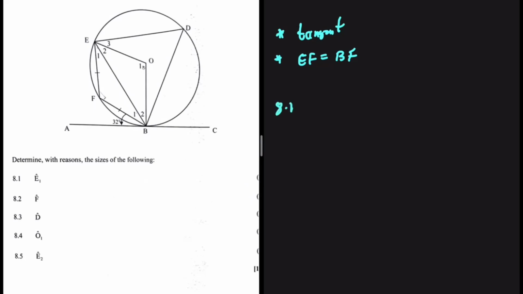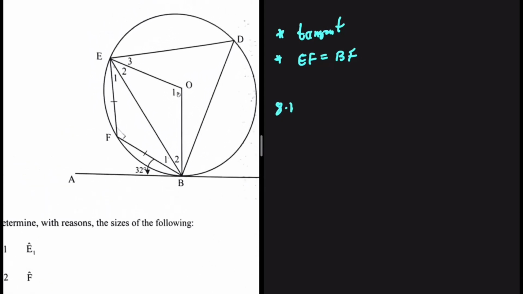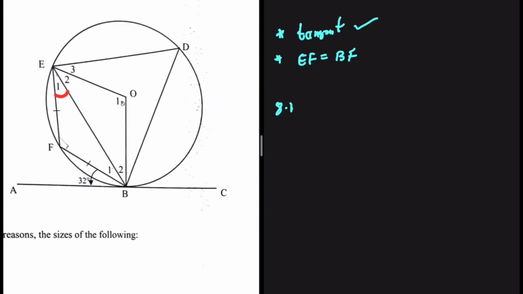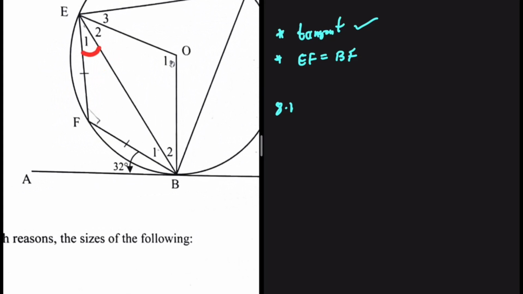8.1. Determine with reasons the size of the following angles. We have angle E1. Angle E1 is right here. Let's see if we can use the first keyword to determine the size of angle E1. The first keyword is tangent. So I'm thinking tan chord theorem. Well, my tangent is ABC. And between ABC and line FB, that chord, there's an angle of 32 degrees. That angle should be equal to the angle subtended by that chord at the circumference of the circle.